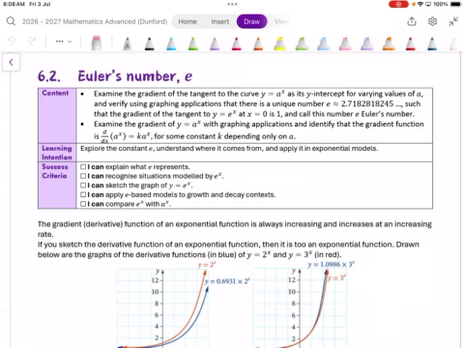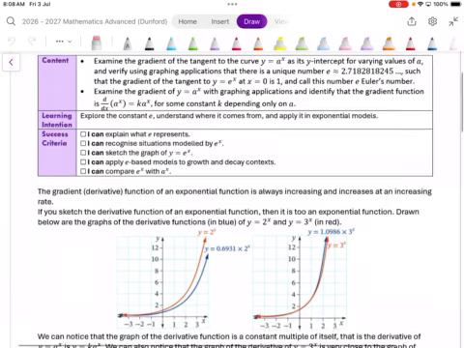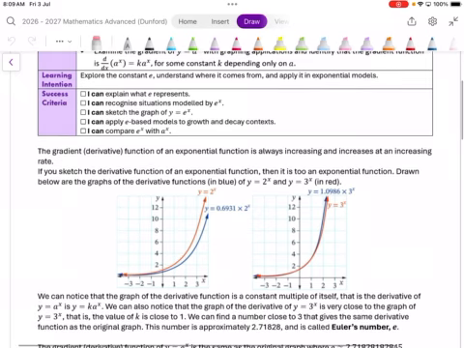Okay, the gradient function of an exponential function is always increasing and increases at an increasing rate. That's the same as an exponential function. An exponential function is always increasing at an exponential rate, unless we manipulate it to be decreasing, where we saw that last lesson and we flipped the function about the y-axis. If we sketch the derivative function of an exponential function in blue, then it is also an exponential function. We don't need to know too much about that. It's just showing us what's happening here.